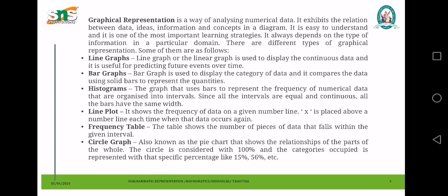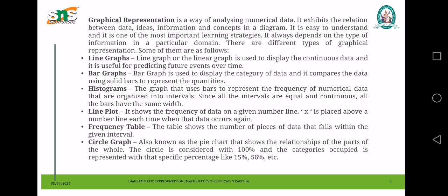It exhibits the relation between the data, ideas, information, and concepts in a diagram. It is easy to understand and it is one of the most important learning strategies. It always depends on the type of information in a particular domain. There are different types of graphical representation. Some of them are as follows.